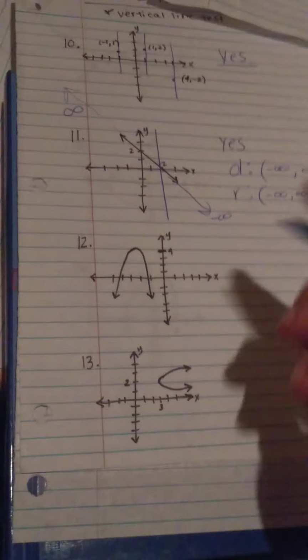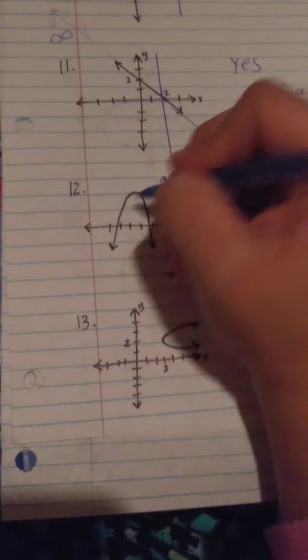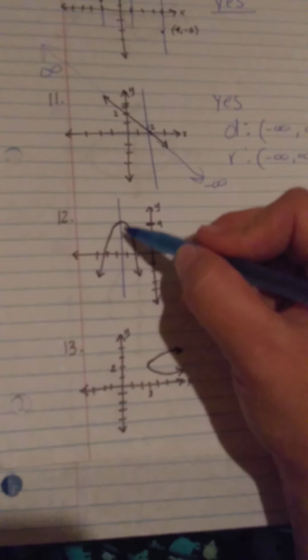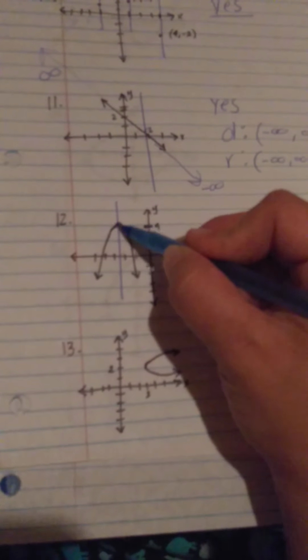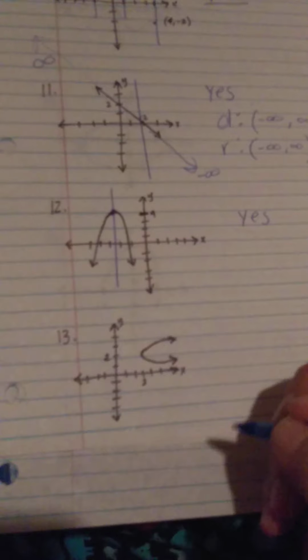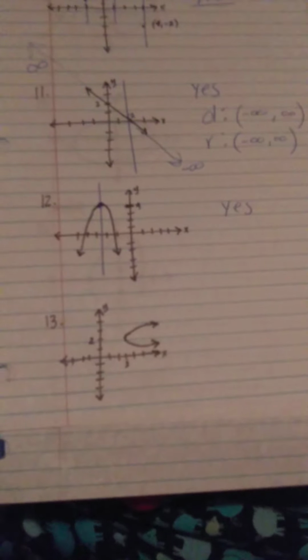All right, next one. Vertical line test. It only hit this once, right here. So is it a function? Yes. All right, what's our domain and our range?